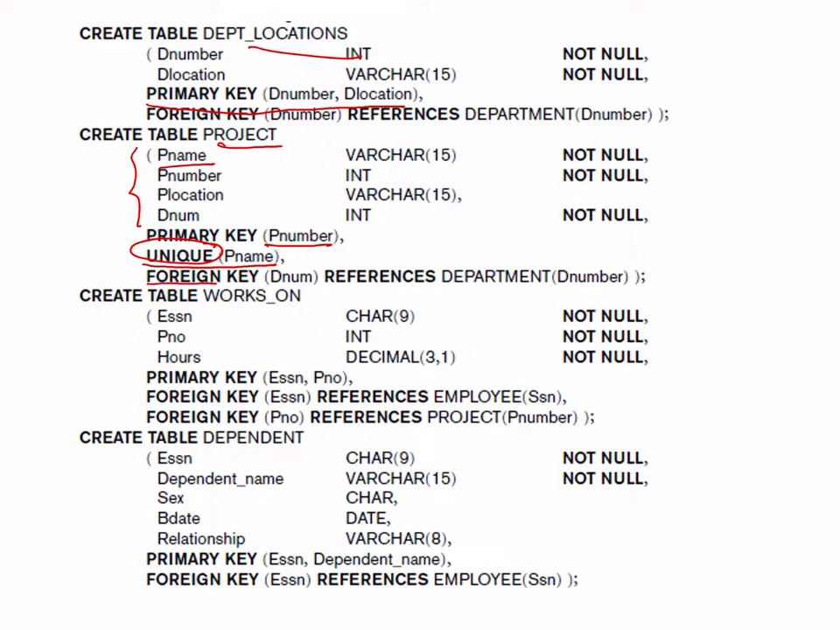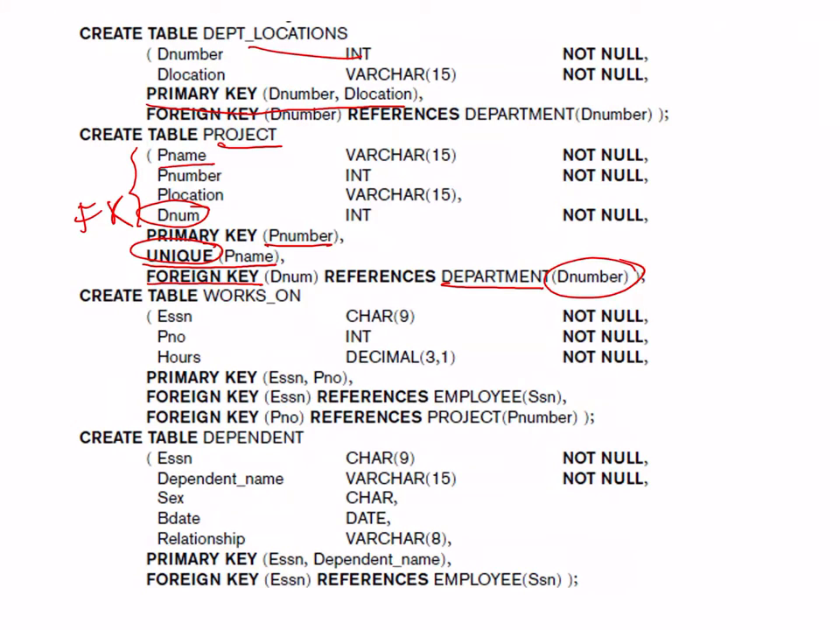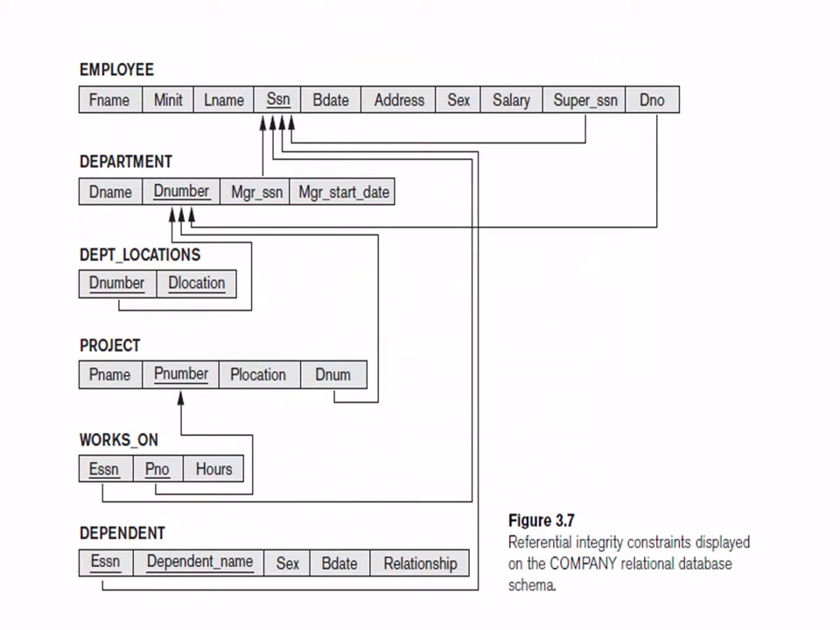Okay. So then again it has foreign key D number. So D number is a foreign key. Related to whom? Department D number. So the department table was there, and D number is the primary key here. This is related to the foreign key here. So it is a foreign key here. So this is how the various tables are related.